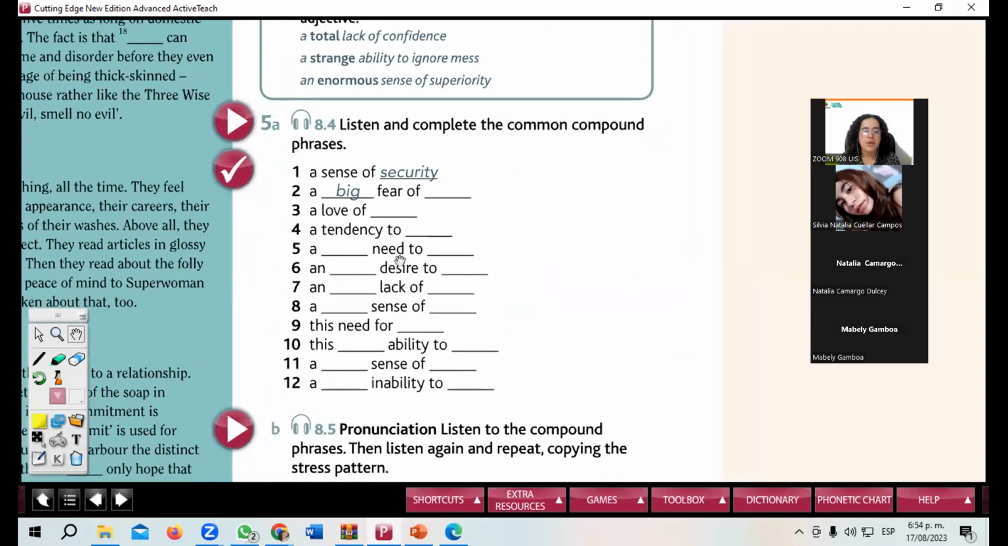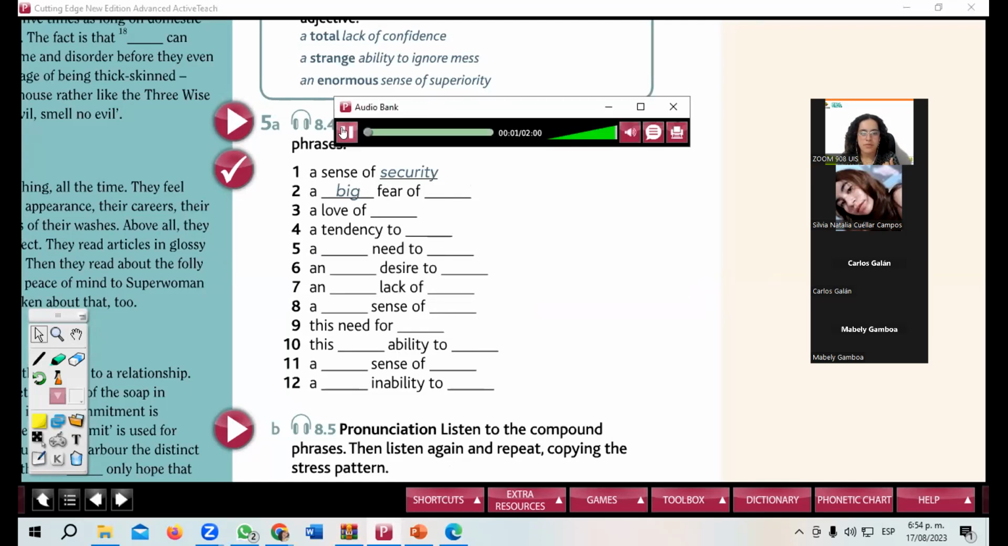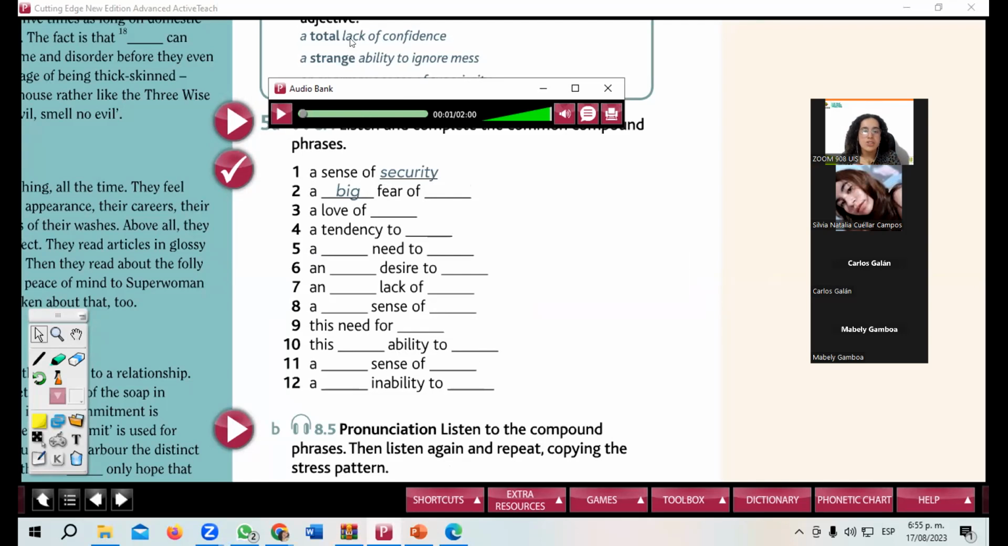All right? So here we have a listening practice. I will play the audio and then you are going to complete each gap with the correct word, the words that we hear. Examples are a sense of security, then a big fear of. So we're going to listen and complete each gap, okay? Let me play the audio for you. I will play it once completely, and then the second time I will stop after each sentence, okay?